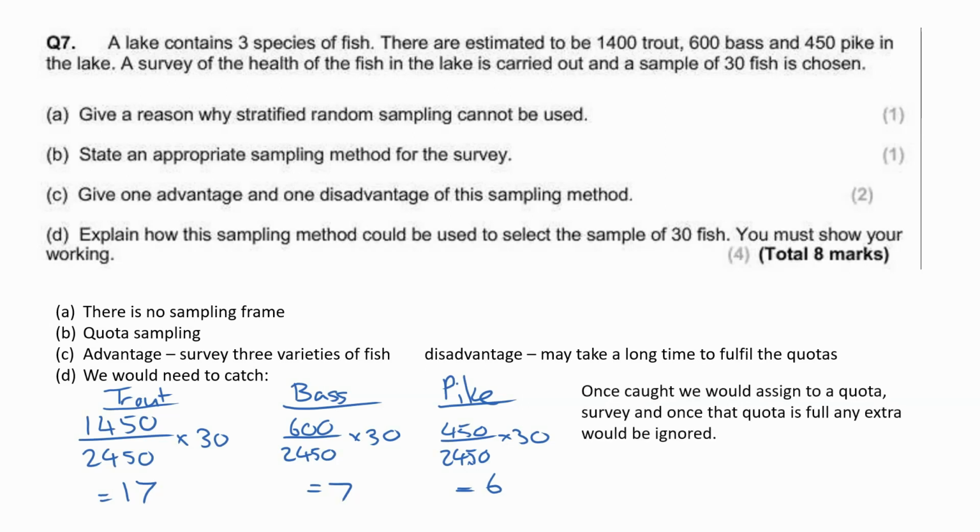You need to say that once we caught a fish, we would assign it to a quota. So if we caught a bass, we put it into the bass quota. And we're going to keep going until that quota is full. So if we catch 8 bass, for example, we're going to ignore the 8th one. We're just going to put it back in. We're not going to survey it. Yep, and that's it. Just keep going until the quotas are all filled.